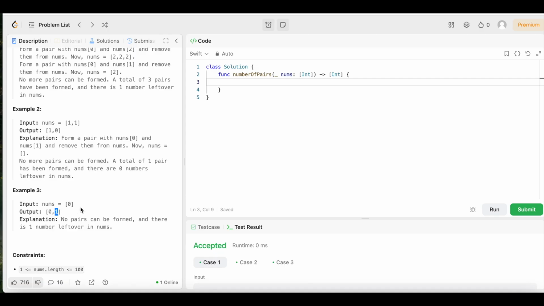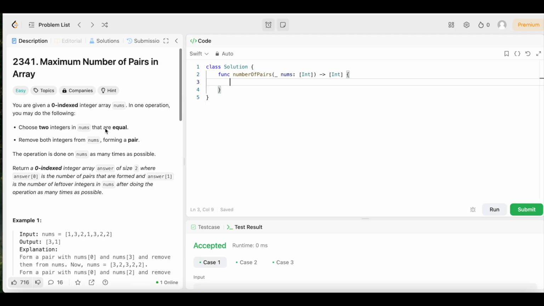So I hope that made sense to y'all. But now that we understand the question, let's get into the fun part, the actual solution. Solution is not that difficult at all. When I first was looking at this problem, I was making it harder than it has to be. All we have to do is count the pairs and count what's left over. And that's all we have to do.